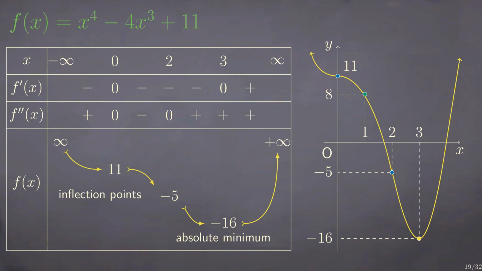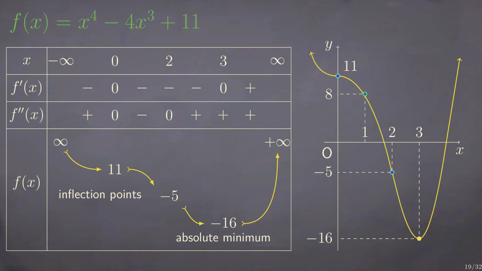So we see that first, when x goes from minus infinity to 0, the function is decreasing from infinity all the way down to 11. At 11, we see that the second derivative at x equals 0 is 0. And if we look at the interval from 0 to 2, we also see that f is decreasing from 11 to minus 5. And we also know that on this interval, the second derivative of f is negative. So in this case, from 0 to 2, the graph of f is concave down.